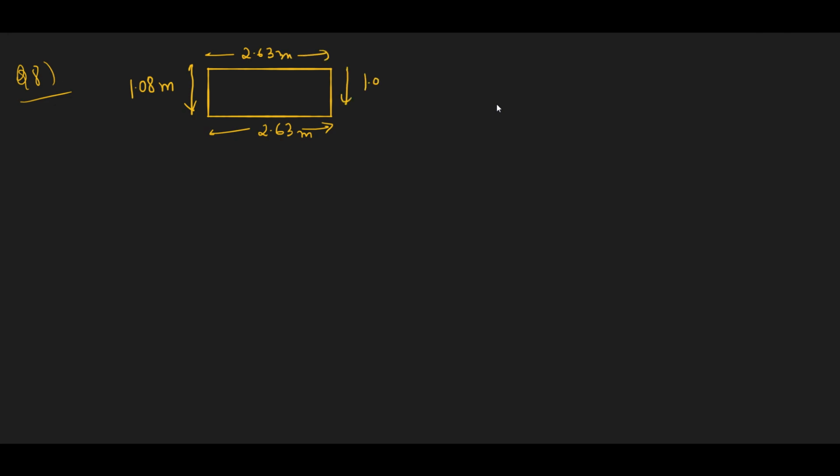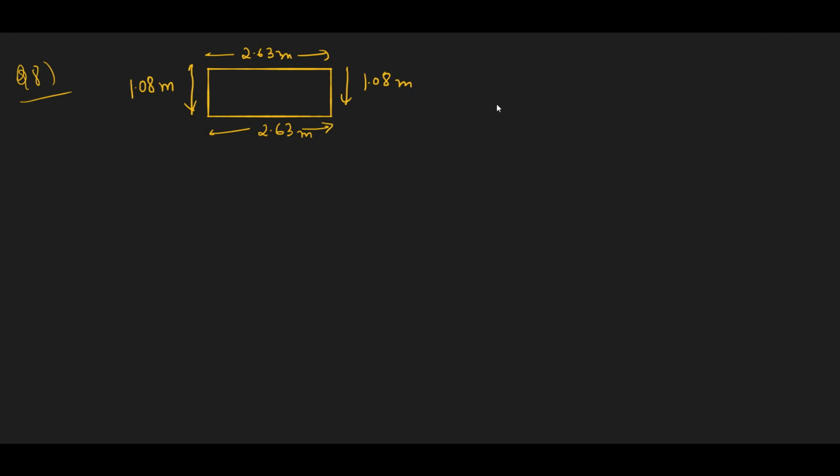So children, the next question that we'll be going through is question number 8. The question says, a rectangular wooden picture frame. So a wooden picture frame, rectangular in shape, is 1.08 meters wide, and 2.63 meters long. This will also be 2.63 meters and this will also be 1.08. The question says, what is the smallest length of wood in meters required to make this frame?